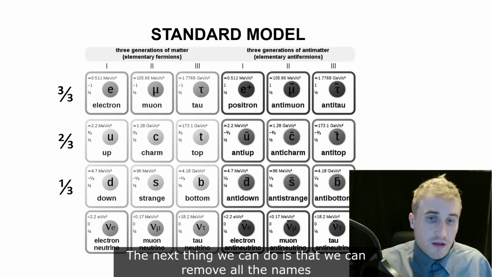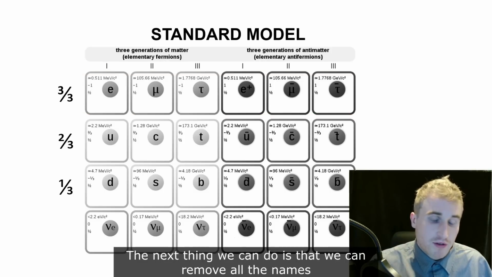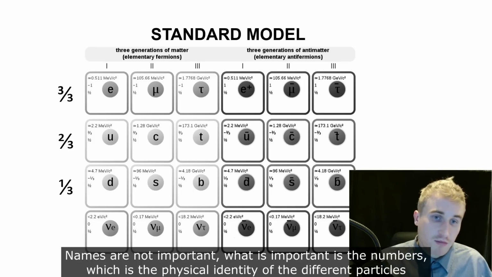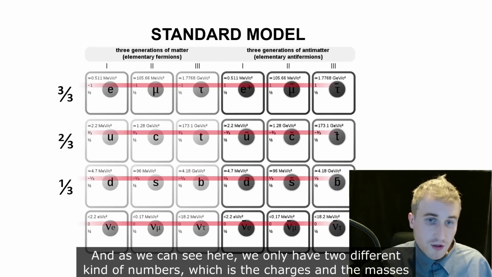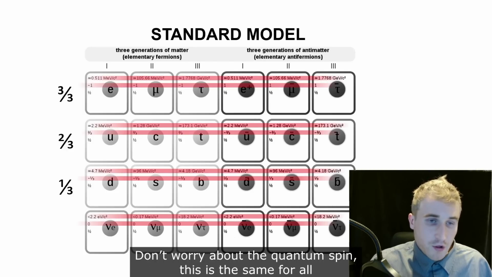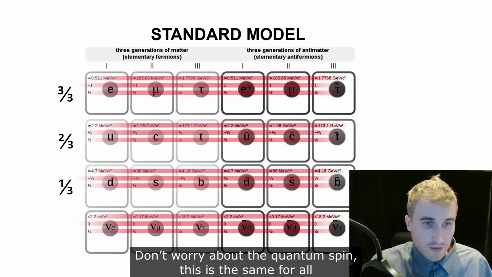The next thing we can do is remove all the names. Names are not important. What is important is the numbers, which is the physical identity of the different particles. And as we can see here, we only have 2 different kinds of numbers, which are the charges and the masses. Don't worry about the quantum spin, this is the same for all.